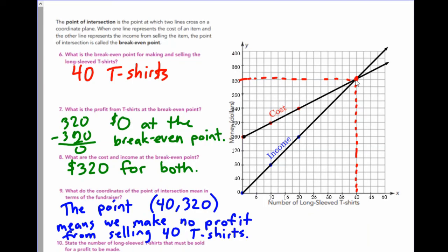State the number of long sleeve t-shirts that must be sold for a profit to be made. We must sell more than 40, so we just write that we must sell more than, so it can't be equal to 40, more than 40 t-shirts.